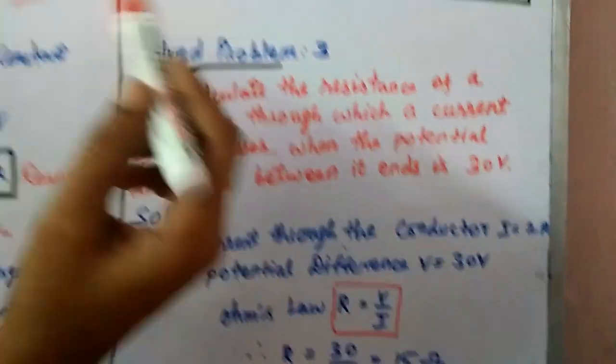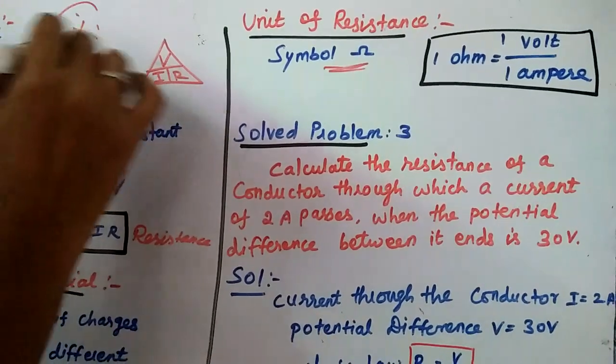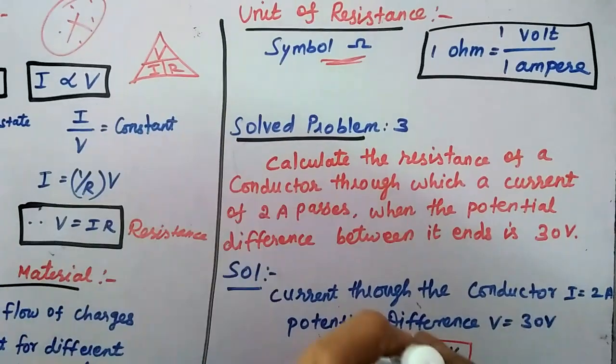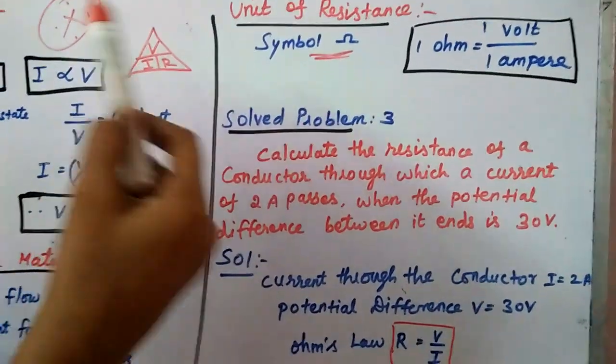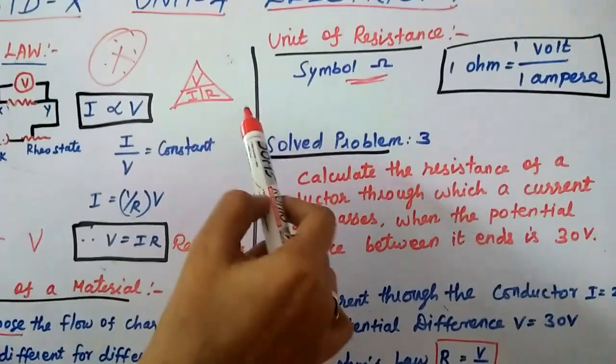This is a very important question. They will definitely ask based upon this formula. They ask for the V value, I value, or R value. Hope you understand.